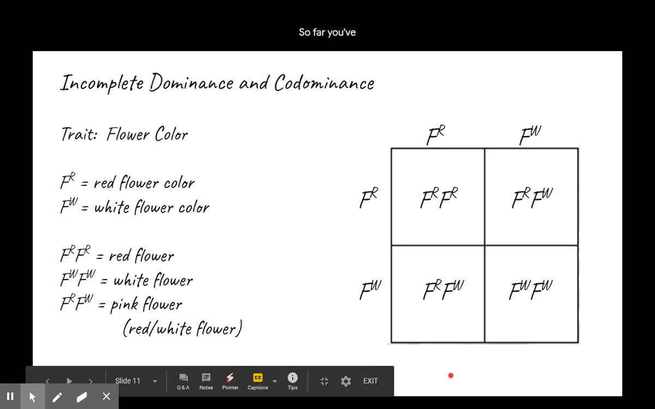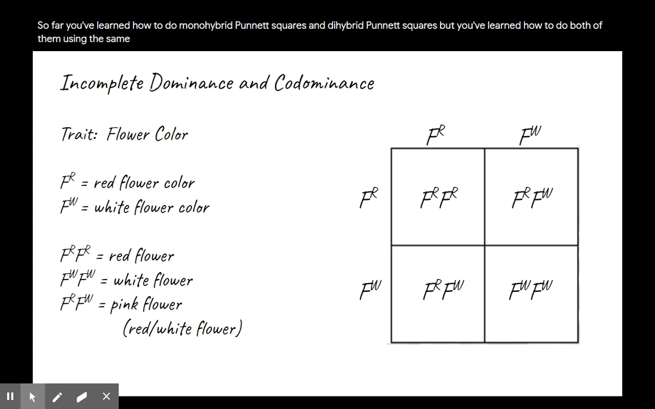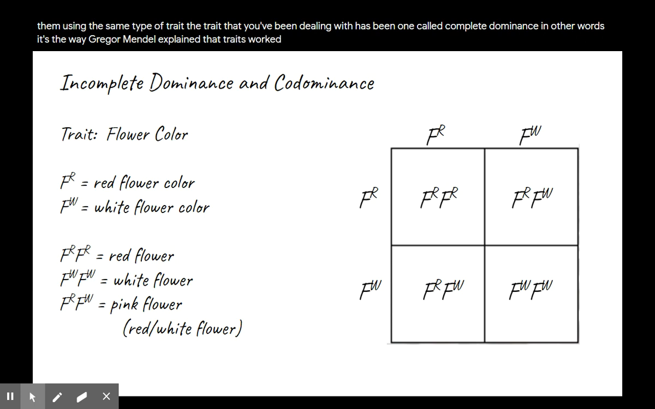So far, you've learned how to do monohybrid Punnett squares and dihybrid Punnett squares, but you've learned how to do both of them using the same type of trait. The trait that you've been dealing with has been one called complete dominance. In other words, it's the way Gregor Mendel explained that traits worked, where there was two versions of a trait, two different alleles, and one version was dominant, the other was recessive.